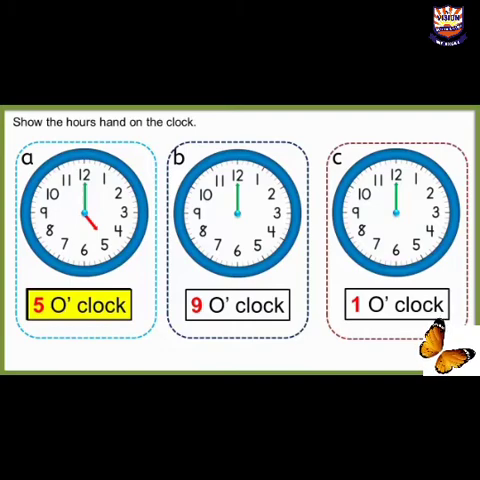Look at clock B. The time is given 9 o'clock. Show the hours hand on number 9. Yes, it's 9 o'clock.